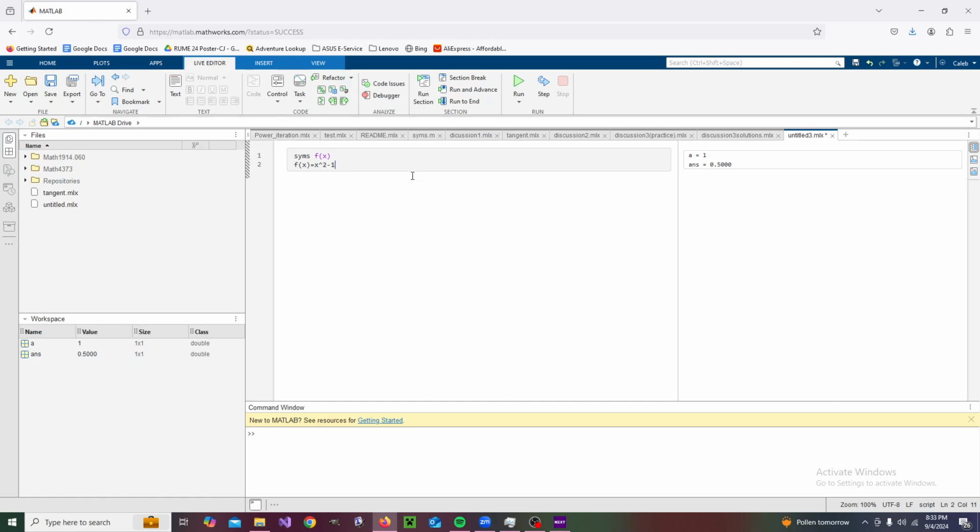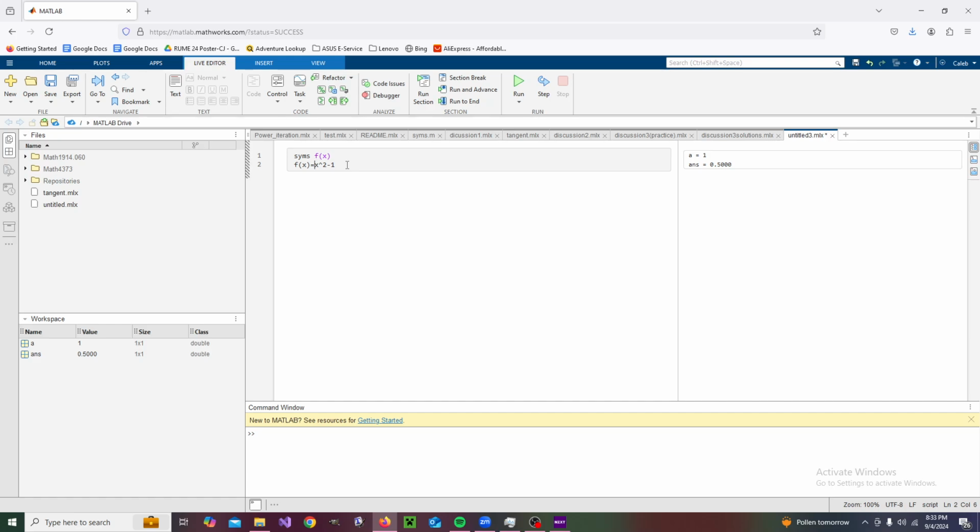And then in the next line, you can say exactly what that symbolic function is supposed to be. So here, line 1 says, hey, make a symbolic function named f, and then line 2 says, okay, now my function named f is going to be this, x squared minus 1.